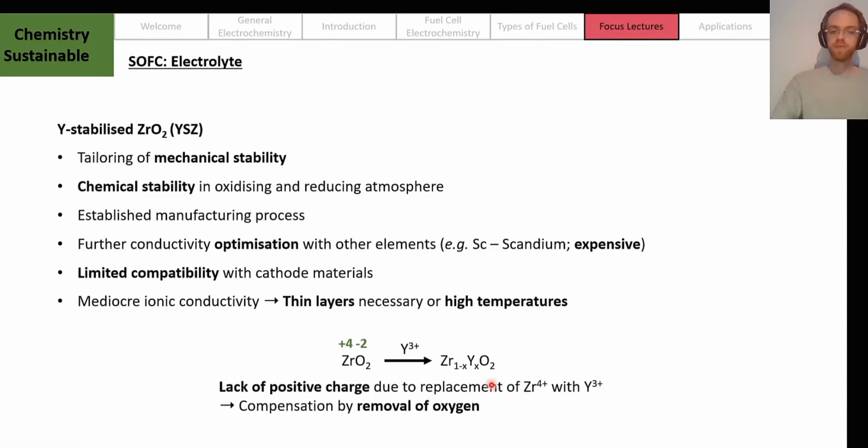So this is, in principle, again the equation I gave you. You have zirconia here with the zirconium having a +4 charge. If you put yttrium in there, you will get something like zirconium yttrium oxide. The lack of positive charge arises due to replacement of zirconium with yttrium 3+, and this can only be compensated by a removal of oxygen in this kind of system. So what you effectively have here is a number which is a little bit lower than 2.